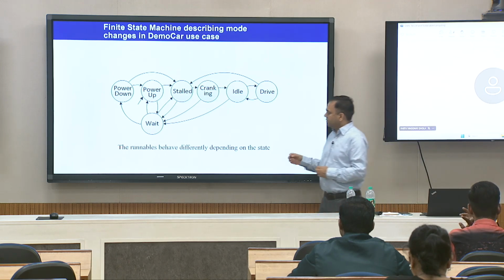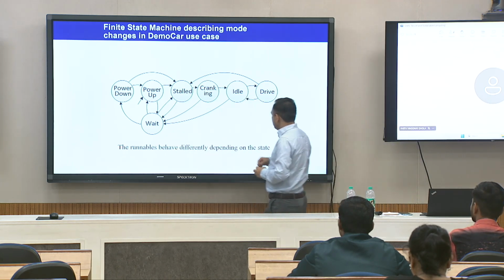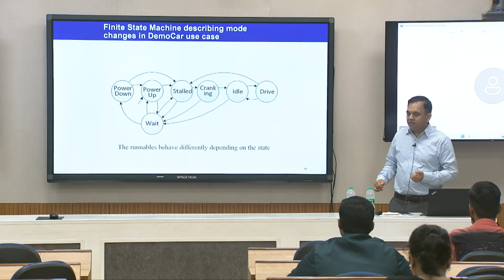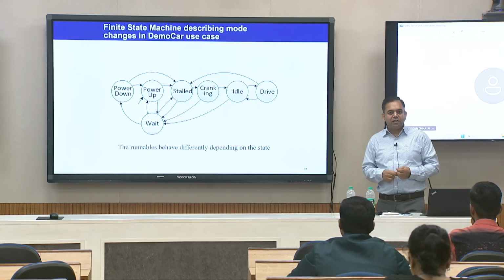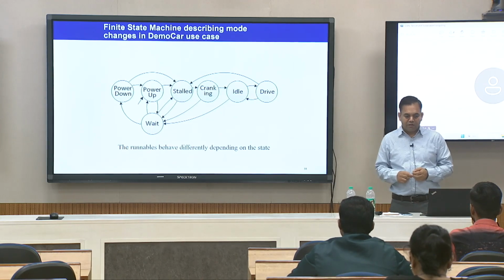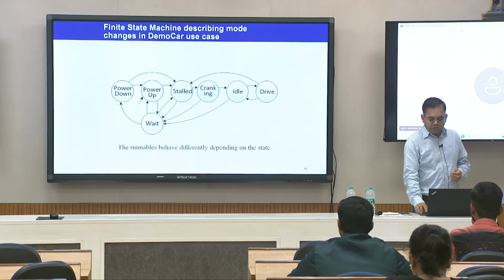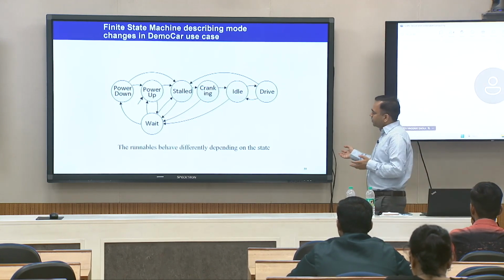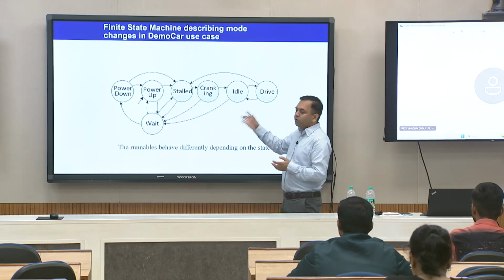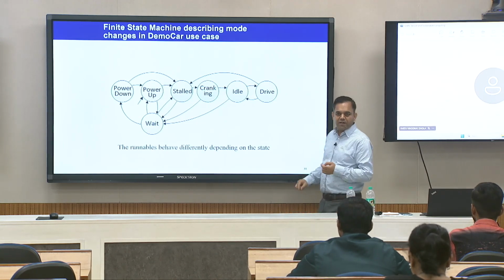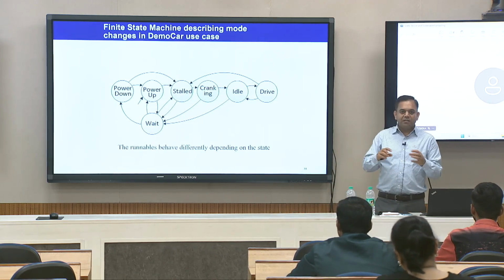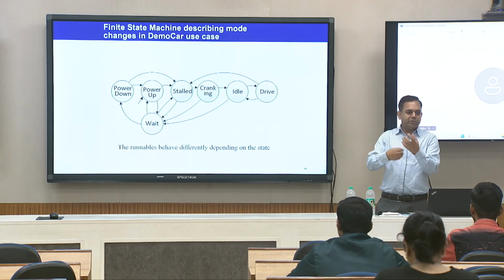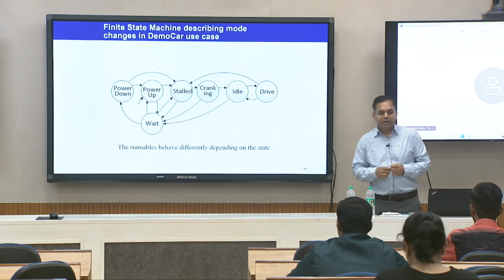So like I said, runnables behave differently depending on the state. In some states they may run more frequently, in another state less frequently. Now you can see there are a lot of states, and if you are driving your car and changing from one to another, there might be so many changes. That means you need to switch from one mapping to another, so runnables always need to be distributed in a different way.